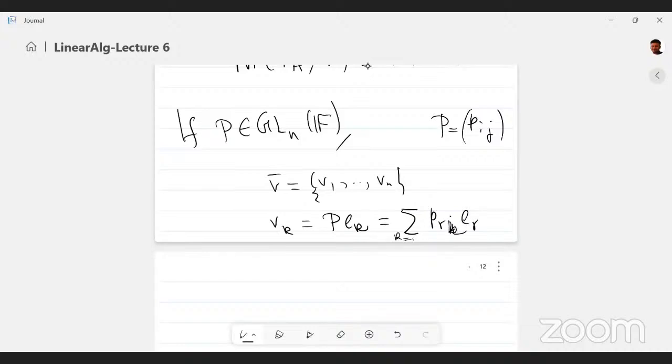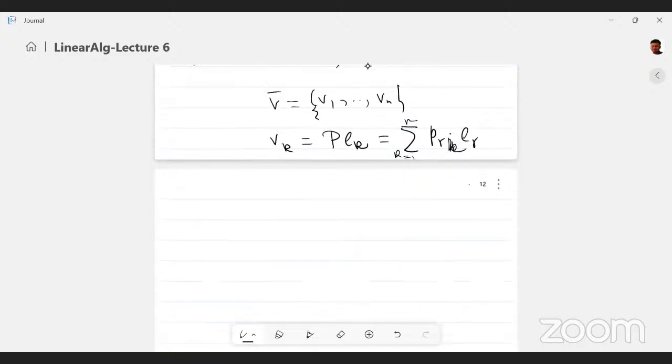K ranges from 1 to n. So what I'm doing is, once you fix the standard basis, if you take an invertible matrix, you know how to get a new basis with respect to that invertible matrix. So getting a new basis is the same as taking this invertible matrix and applying it on the basis vectors. That is what we saw.